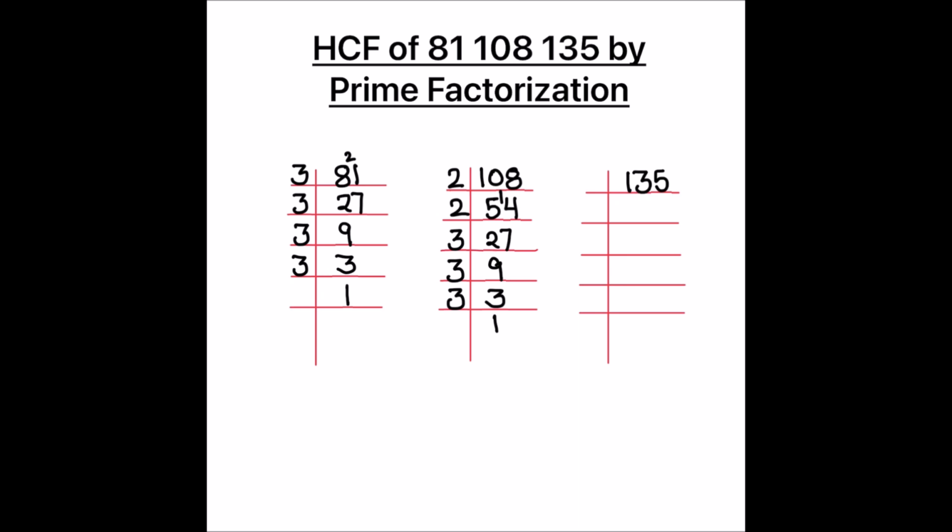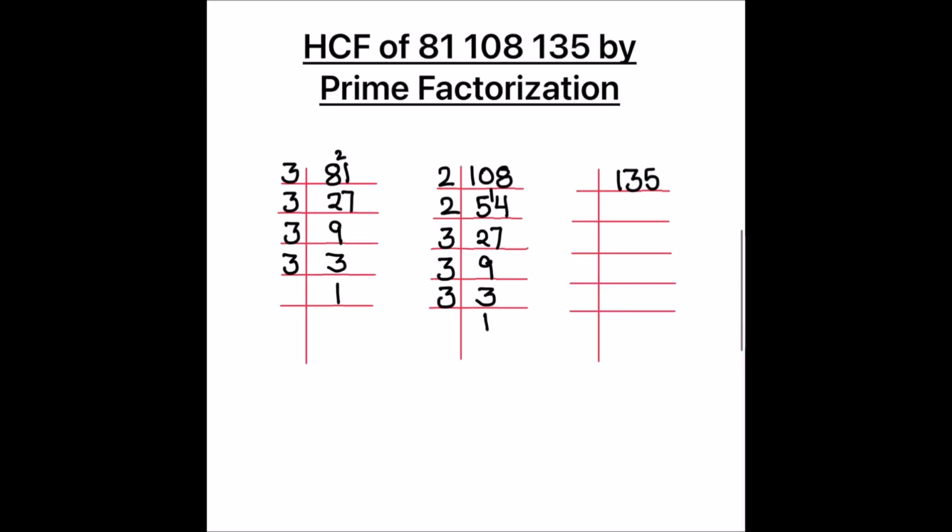So 135 is an odd number. It is not divisible by 2. So let's divide it by 3. 3 times 4 is 12. 1 is remainder. This becomes 15. 3 times 5 is 15. 3 times 1 is 3.